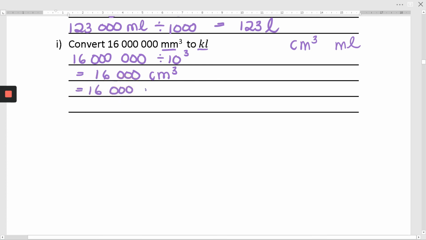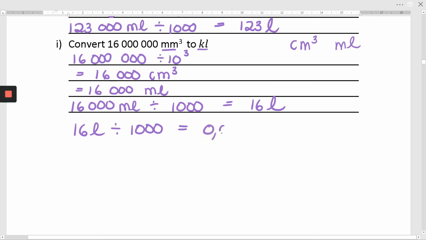16,000 milliliters. And now I'm going to convert from milliliters to kiloliters. Again, I could use a conversion that is straight from milliliters to kiloliters, but I'm not going to do it. I'm going to go via liters. I'm going to say 16,000 milliliters divide by 1,000 gives me 16 liters. And then I'm going to take 16 liters and divide by 1,000 again, and that's going to give me 0,016 kiloliters.